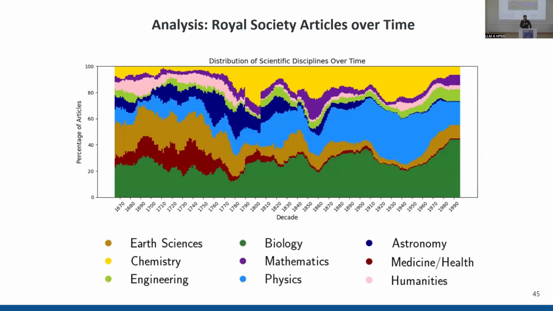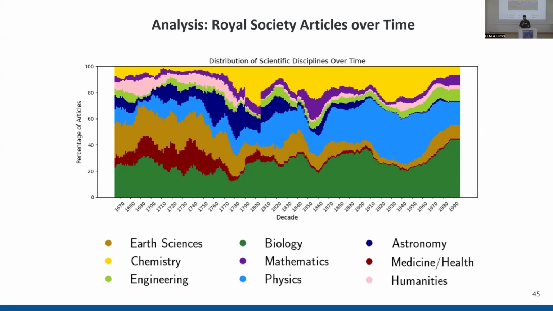Then what we did was an analysis of the Royal Society articles over time, according to disciplines. What we can see is that up to the end of the 18th century, we have a more homogeneous distribution in terms of disciplines. And we can really see the peak of chemical articles in the end of the 18th century, corresponding to the chemical revolution. And then chemistry becomes one of the main pillars of the Royal Society.